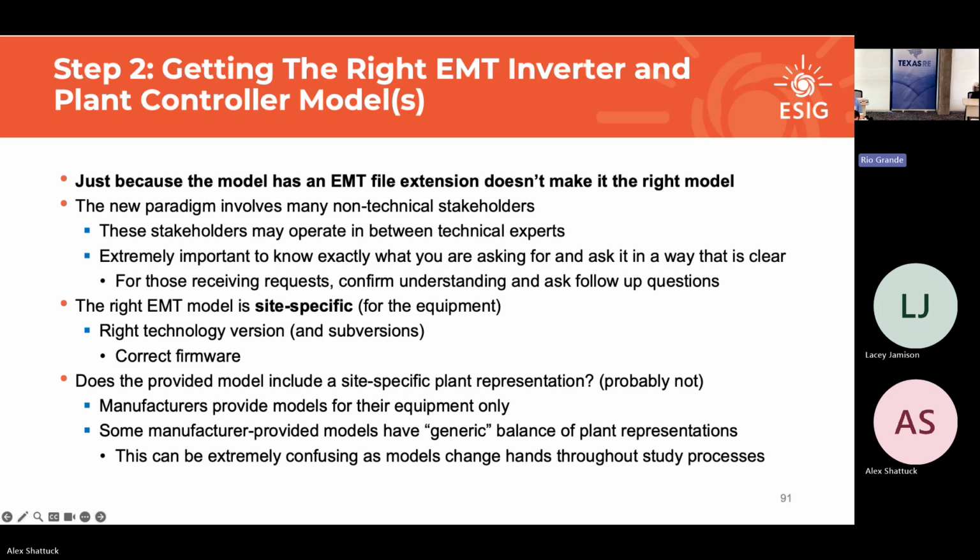So really keep that in mind, that you need site-specific parameters, site-specific collector systems, site-specific controls. The manufacturers, a lot of the times, don't know what controls you want. They don't know what area you're interconnecting. Sometimes they do. They don't know what the balance of plant is, the actual other pieces of equipment. So you have to make sure those are site-specific.